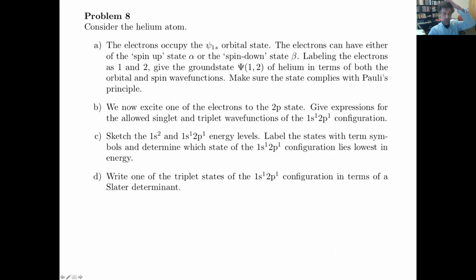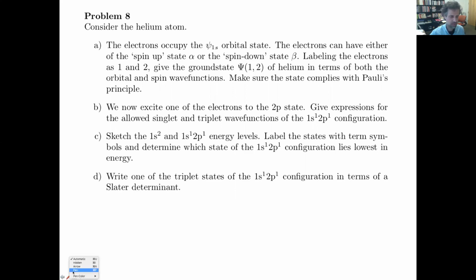Okay, I'm not sure we can get through problem 8 entirely, but let me make a start with this. This is about the helium atom, and it has 2 electrons. In this case, we're going to consider the ground state wave function of helium. What I have to do is write down the expression for this ground state wave function, in terms of the orbital states and the spin states.